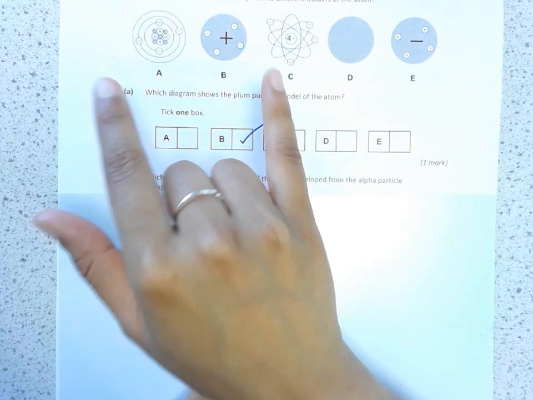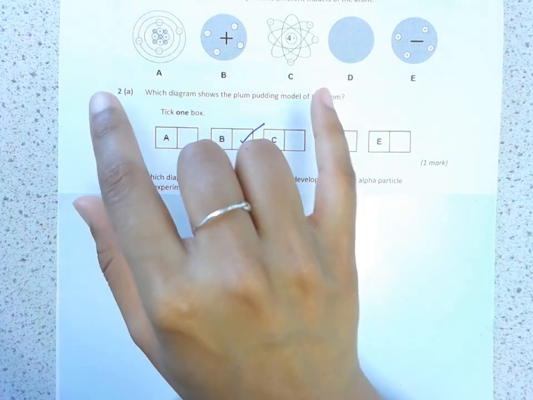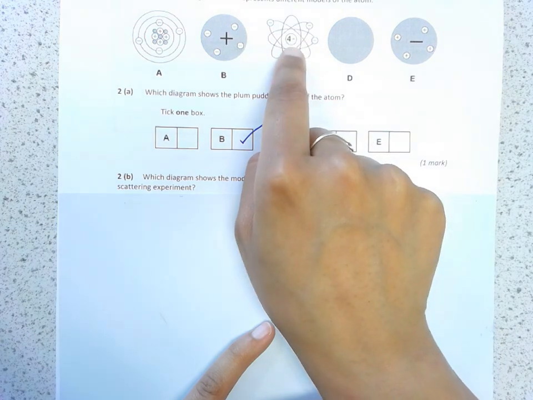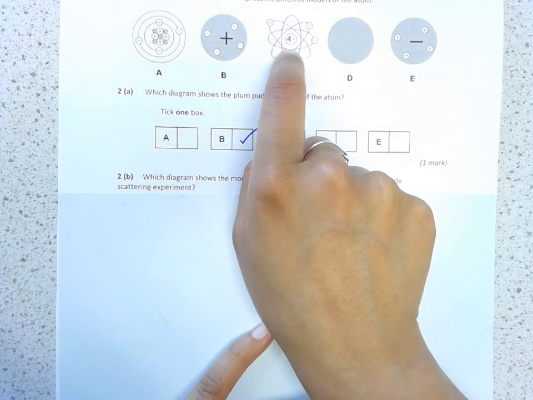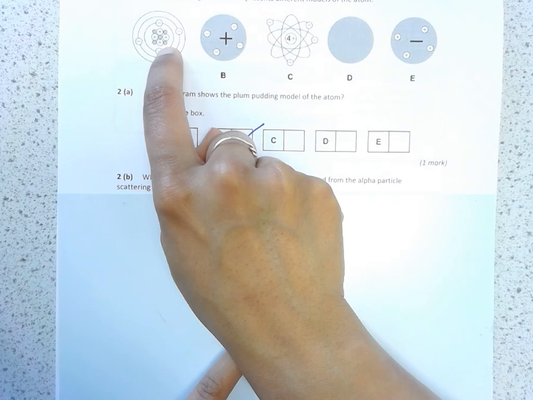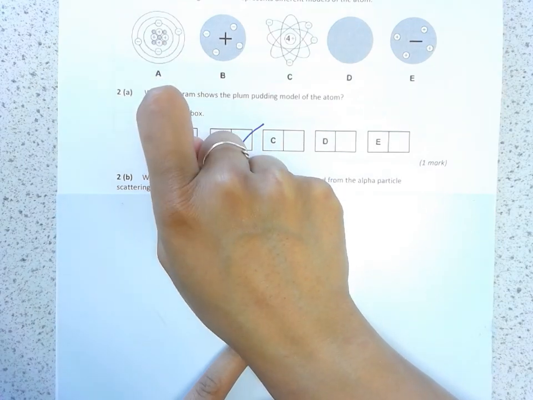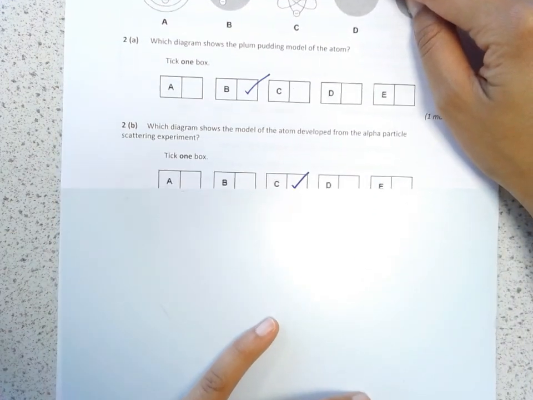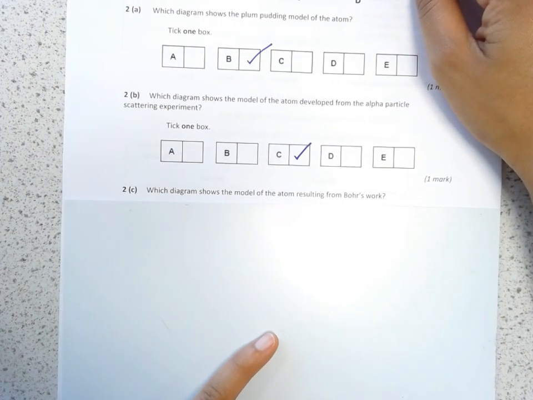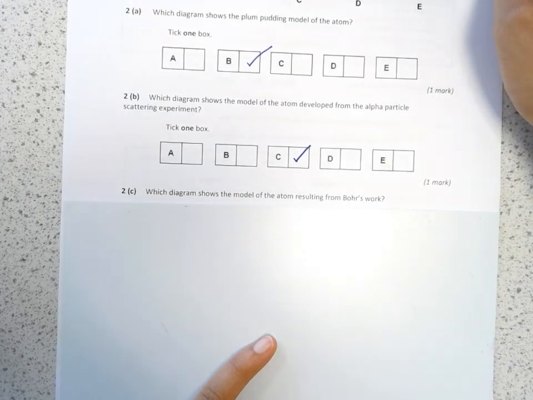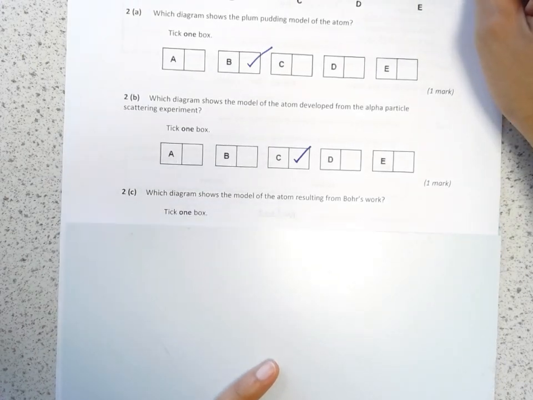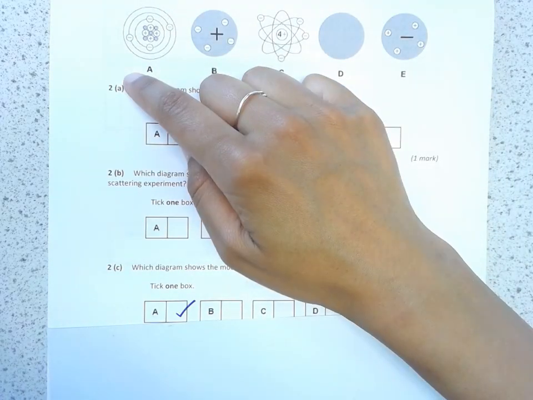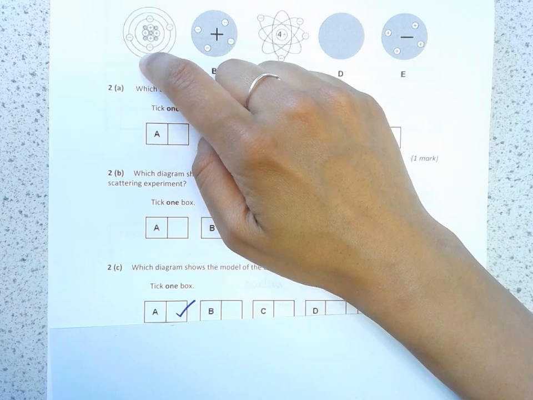When the alpha particle scattering experiment was taking place, we then, off the back of that, found out about a positive nucleus. We didn't yet know about neutrons or anything like that, which this model shows. So it was C. The next question, which diagram shows the model of the atom resulting from Bohr's work? Now, Bohr discovered the electron shells around the outside, so this one.